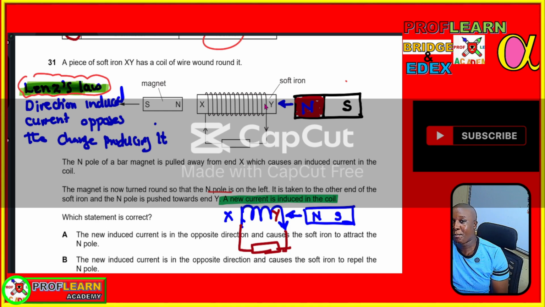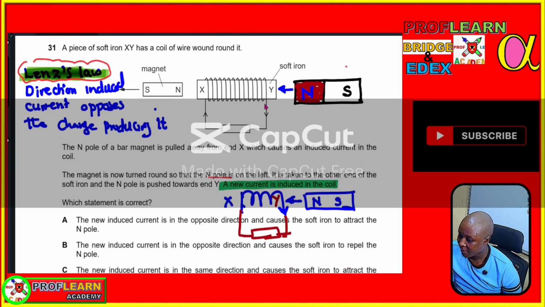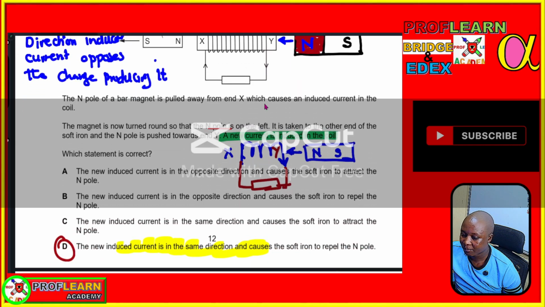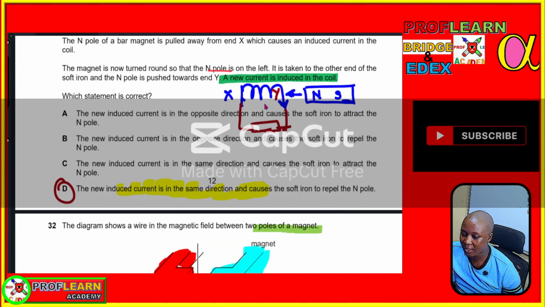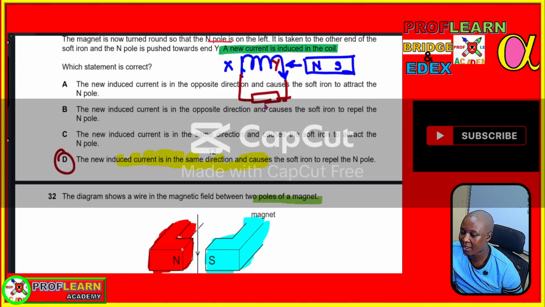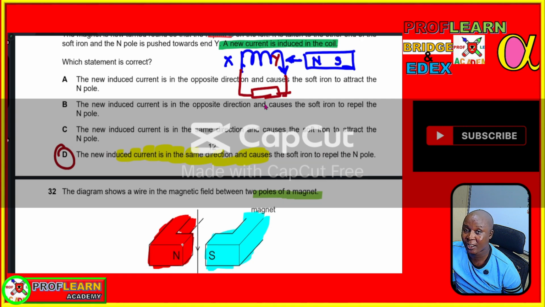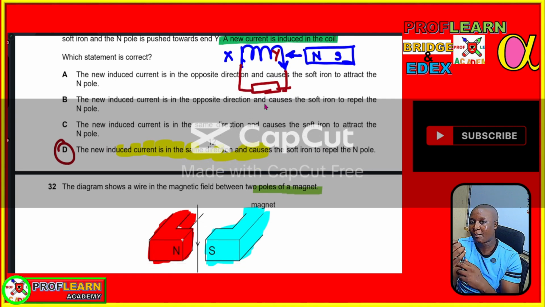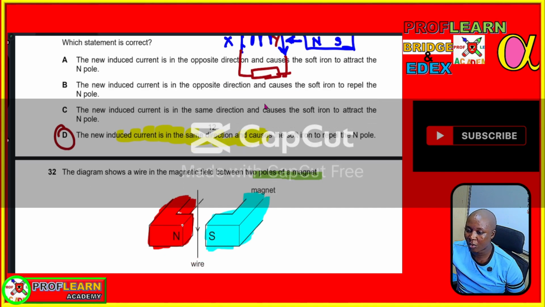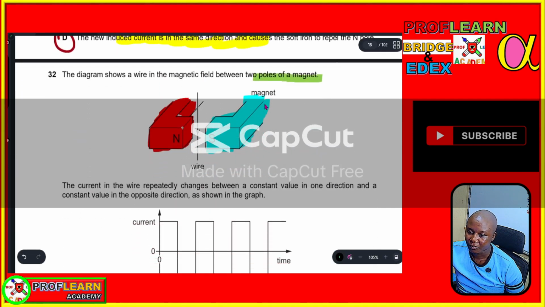Then we can deduce that current is going to flow in the same direction and cause the end to repel. So the induced current is going to be in the same direction, causing the end to repel the north pole. Since the thumb is going to be, the north pole is going to be here, it means this north pole of the induced current is going to repel the north pole of the permanent magnet.